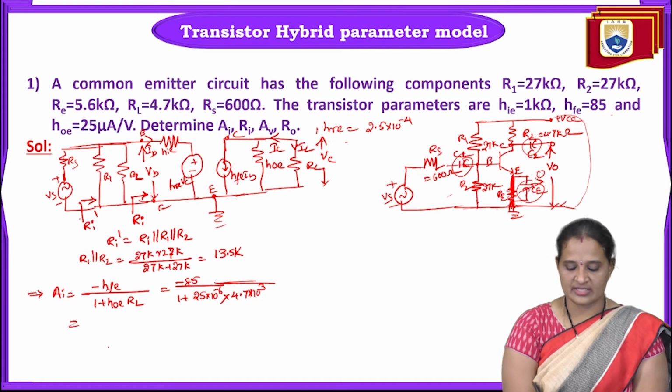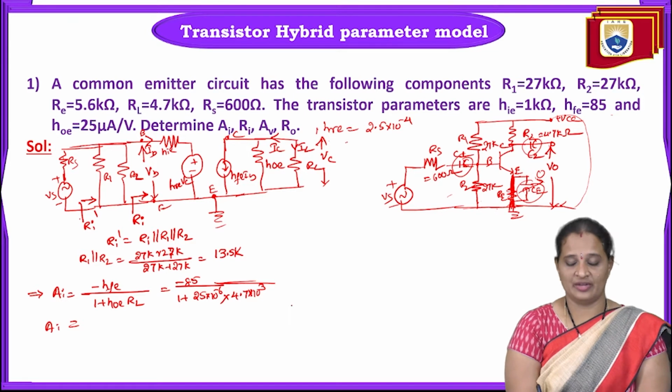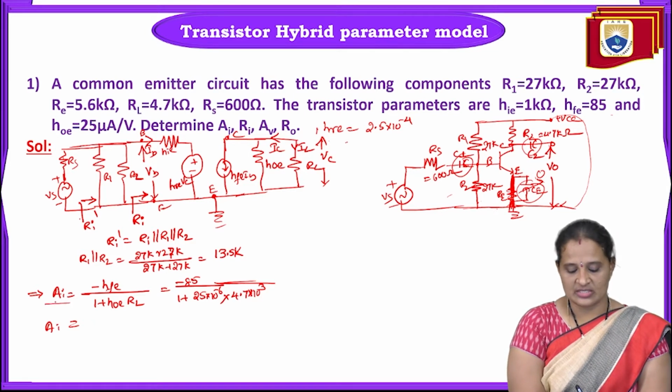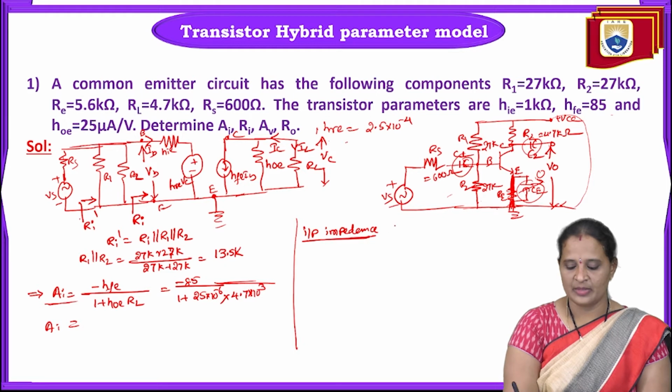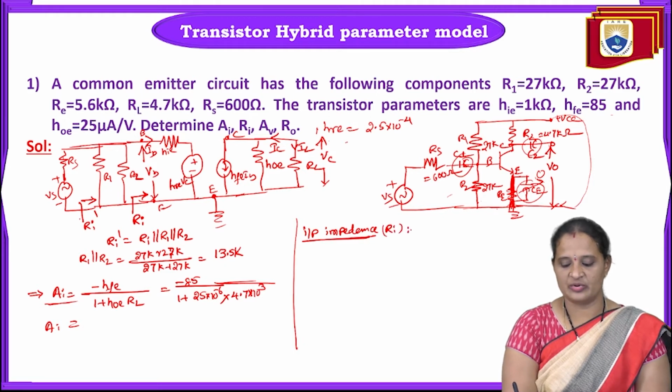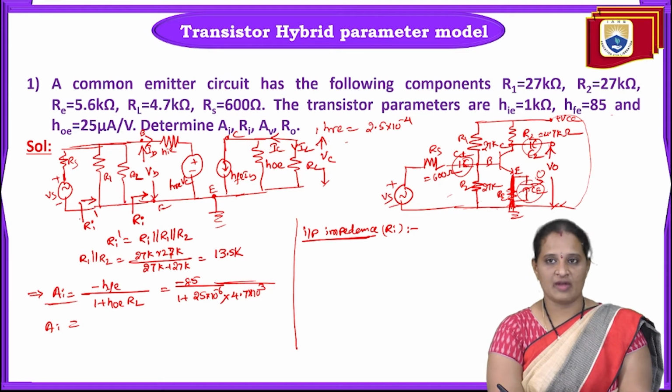Okay, so next, this is AI. So AI value, I hope you can calculate it using the calculator. So this is the current gain. Next thing is input impedance. How to calculate the input impedance? I'll just give you the procedure. You just calculate the numericals and you can find out the value here.